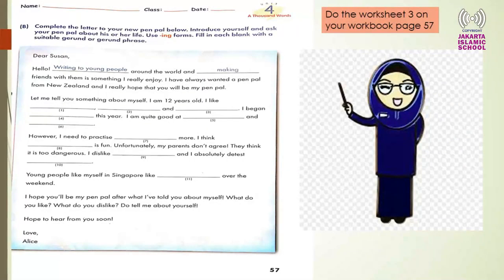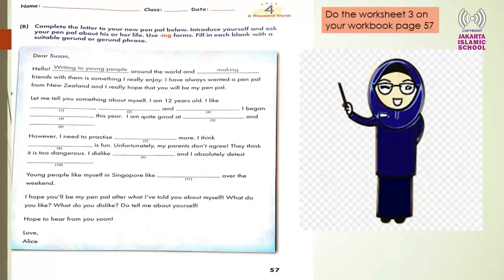Now we continue to do the activities part B in your workbook, page 57. Are you ready? Yes, very good. Please open your workbook, page 57. Ready? Yes. What do we have to do in this part? To know what we have to do, let's read the instruction, part B.